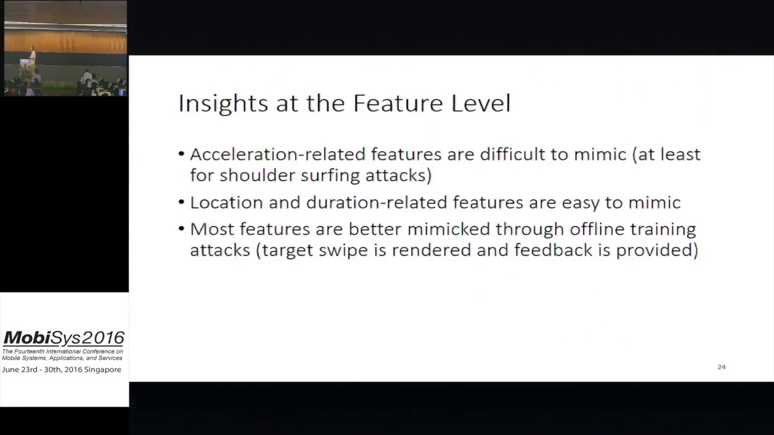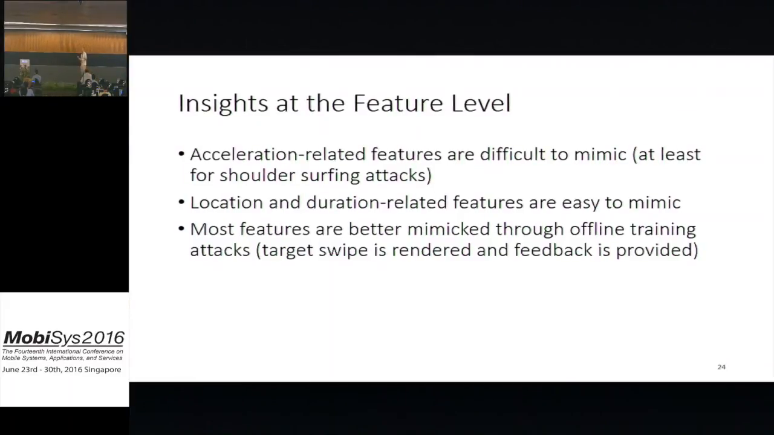Some insight at a feature level. As it turns out, acceleration-related features look like they're difficult to mimic, at least for shoulder surfing attacks. We can't make a corresponding statement for offline training attacks, because in offline training, we trained users only for some easy to comprehend features. It's very easy to tell the user, hey, you're swiping too far to the left, move a little bit towards the right. But if the acceleration is not big enough, then it's much more difficult to tell the user what he or she should be doing.